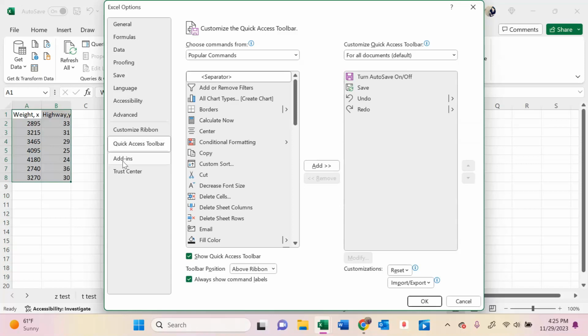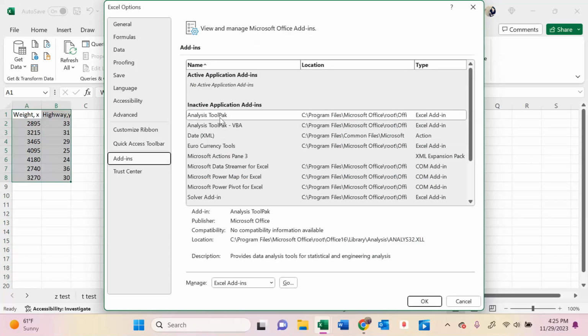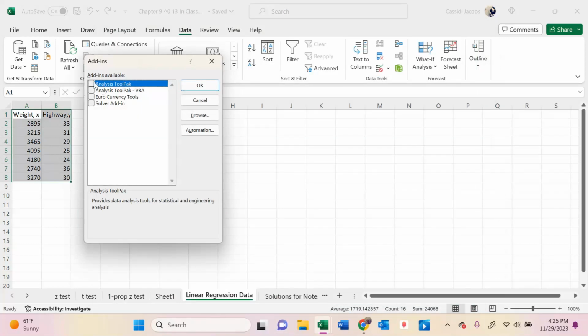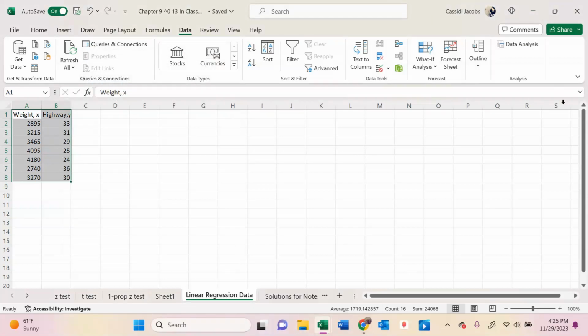And you're going to click on add-ins. And we want the analysis tool pack. So we're going to click go. We're going to highlight the analysis tool pack and click OK. Now you see we have a button here that says data analysis. So we're going to use this data analysis button to help us do regression.